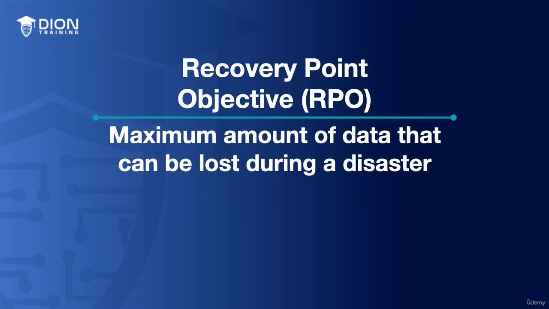Second, we have recovery point objective, or RPO. Now, the recovery point objective refers to the maximum amount of data that can be lost during a disaster. This recovery point objective is really the target for how up-to-date our data needs to be once we perform a restore if we had a disaster occur. This recovery point objective should be based on the importance of the data being protected and the impact of the data loss on the organization.